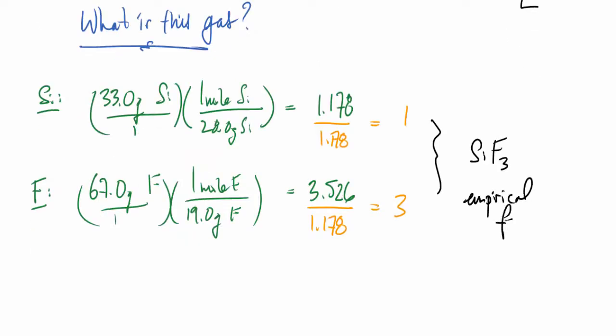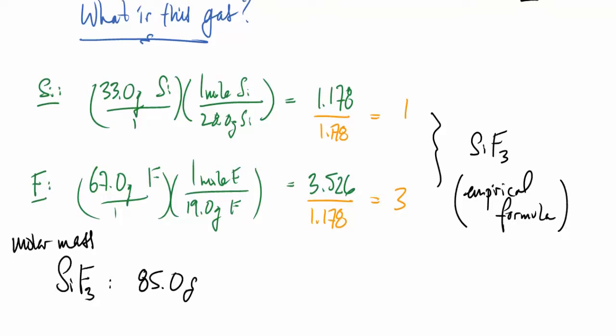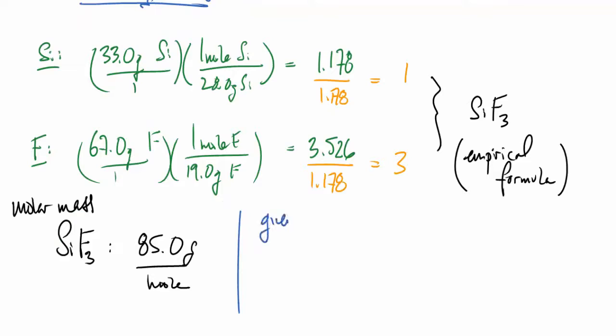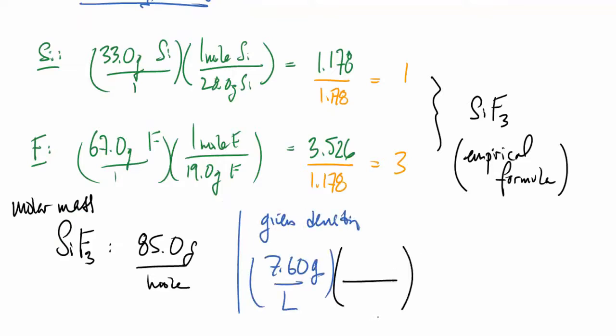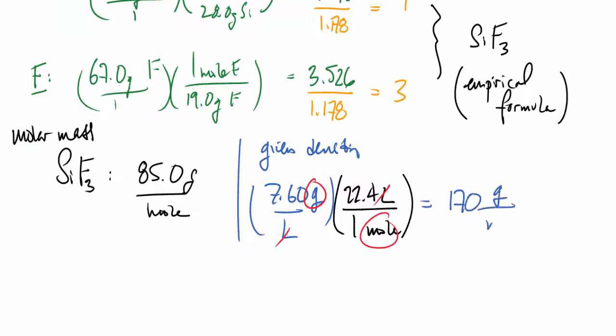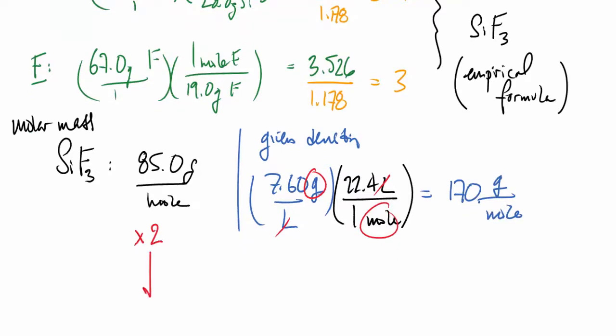So is the gas silicon trifluoride? Well, that's certainly the empirical formula. So now we check. The molar mass of silicon trifluoride is 85 grams per mole, and we'll just get the given density of our gas and work out its molar mass. There's the density, use the standard molar volume here, check that the grams per mole come out, and this compound has a molar mass of 170 grams per mole.